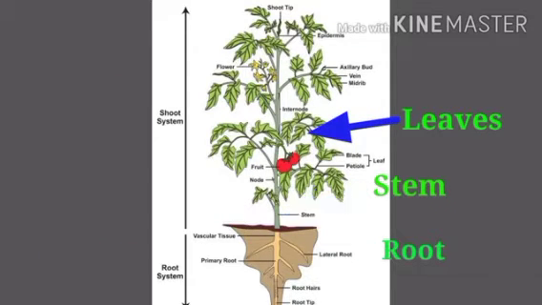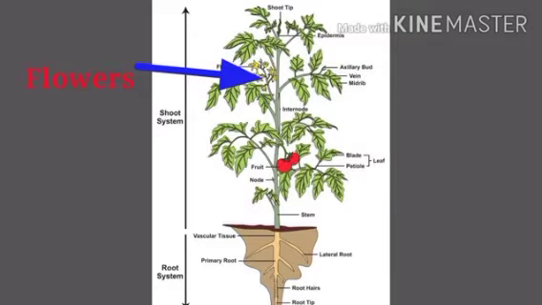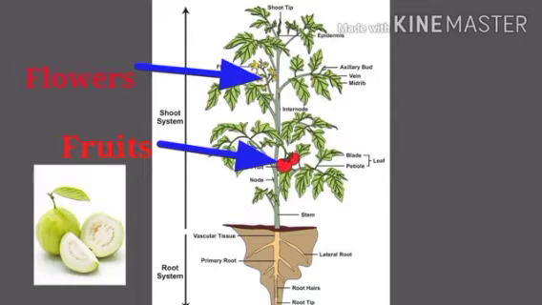From time to time, plants bear flowers for reproduction. Flowers are transformed into fruits. Fruits have seeds, and seeds give rise to new plants.